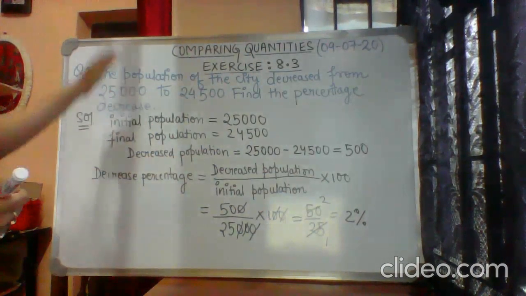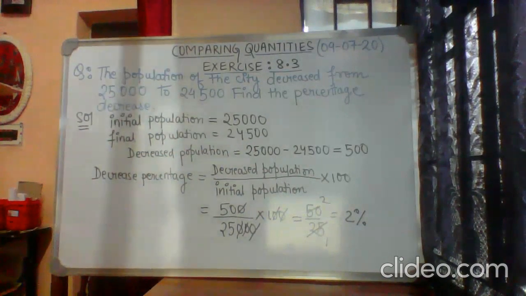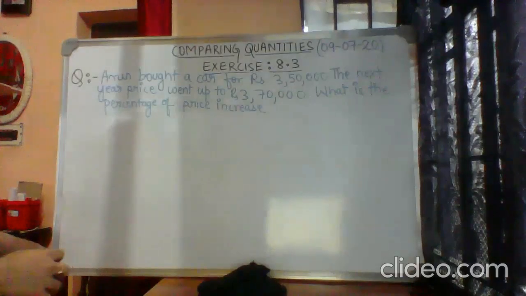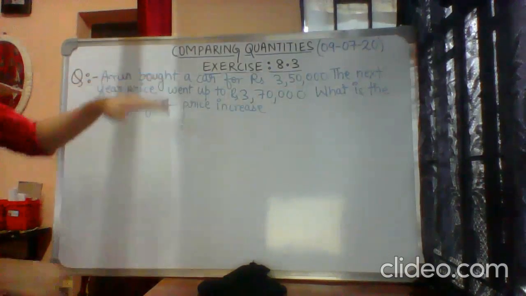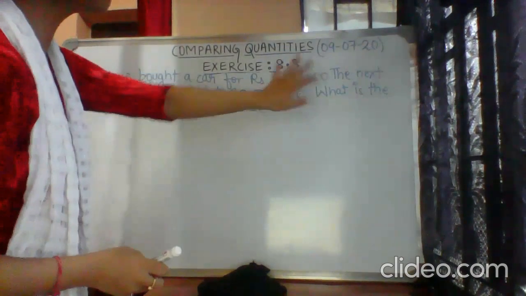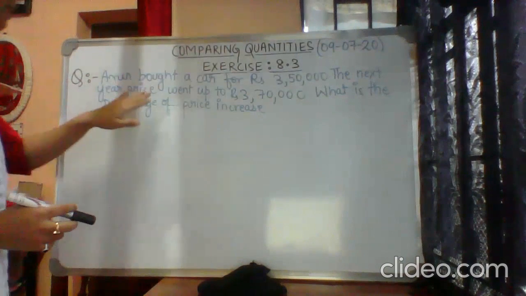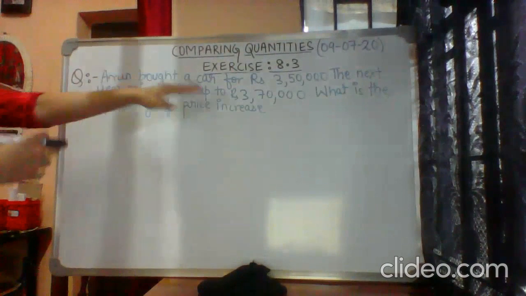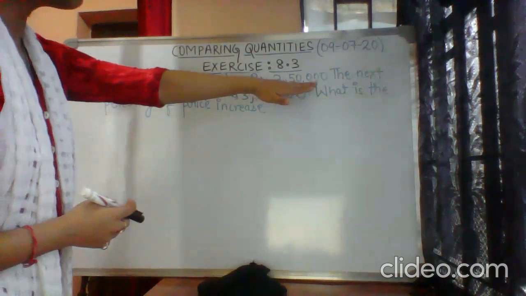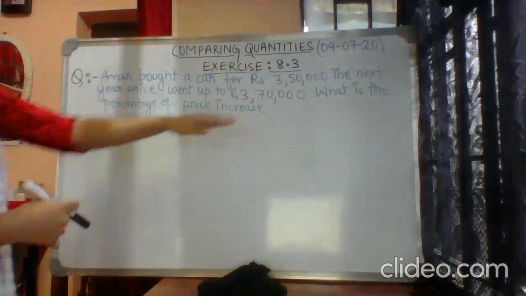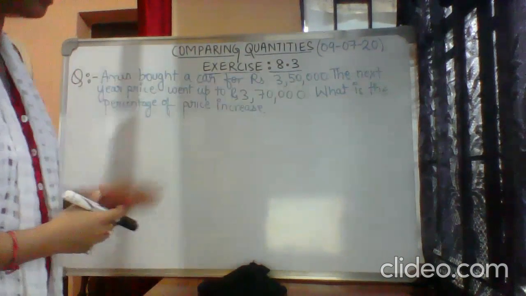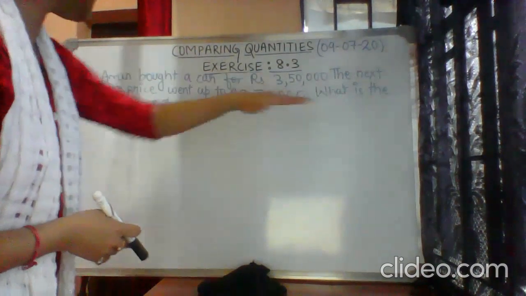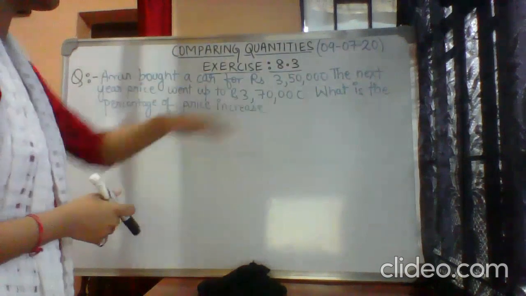So you understood how to find the decrease percentage? Okay. Now we will do one sum on increase percentage. Arun bought a car for rupees 3,50,000. The next year, the price went up to 3,70,000. So there is an increase in the amount. We have to find out the percentage of price increase.